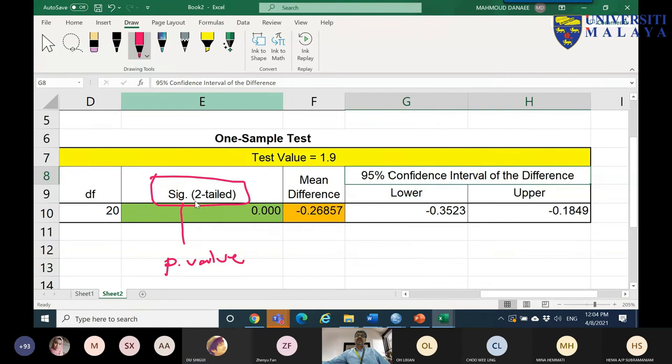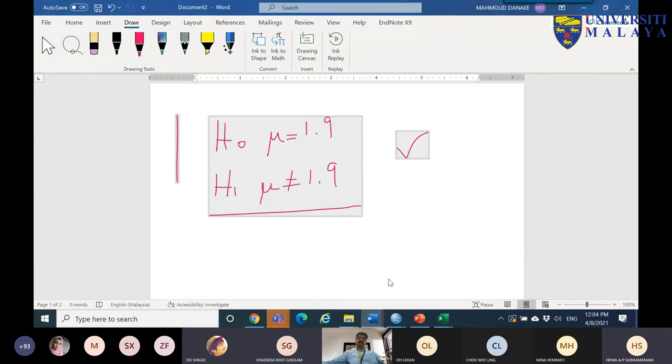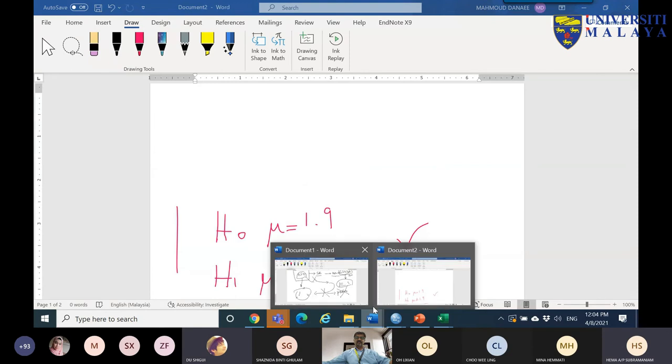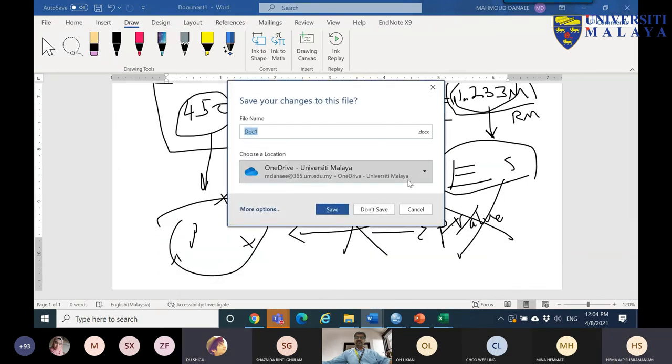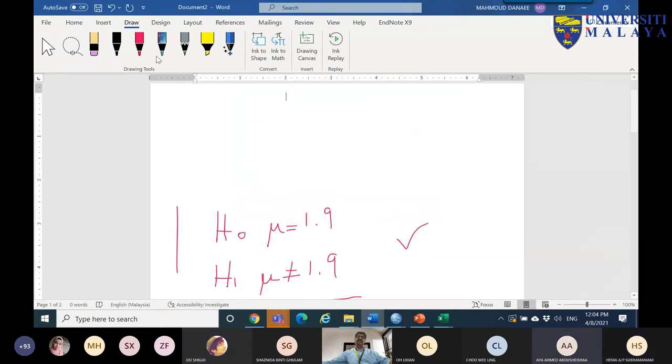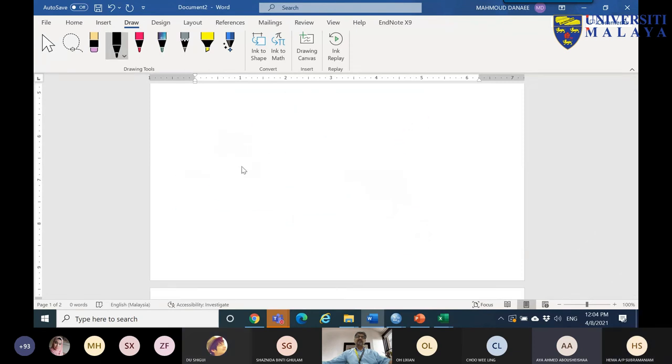But when we say two-tailed, what does it mean? The 5% outliers? No, I'm talking about the two-tailed. What does it mean, two-tailed? It can be higher or lower than 1.9? No. Positive, negative, is it? Directional hypothesis? Yes, thank you. Yes, correct.